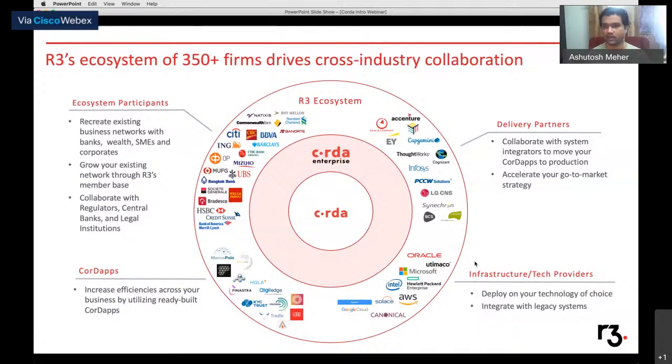The first one is our members, the initial people who joined as members. These are all the big banks, and all these different logos are out there. You might know a lot of them.